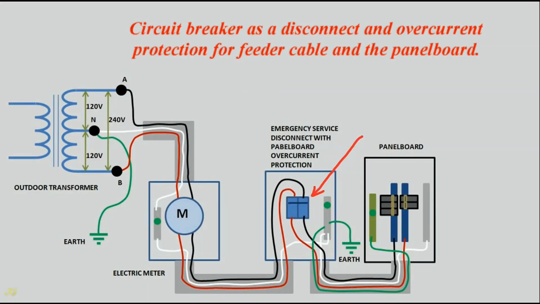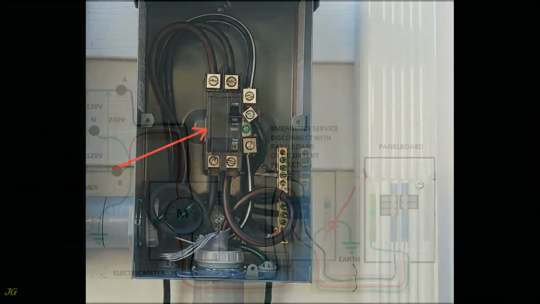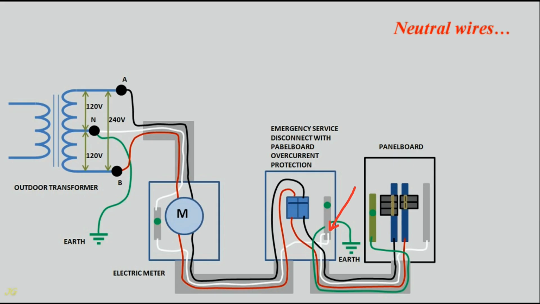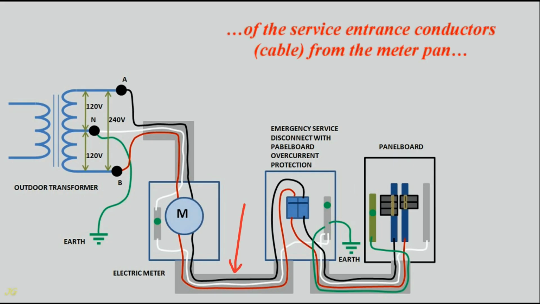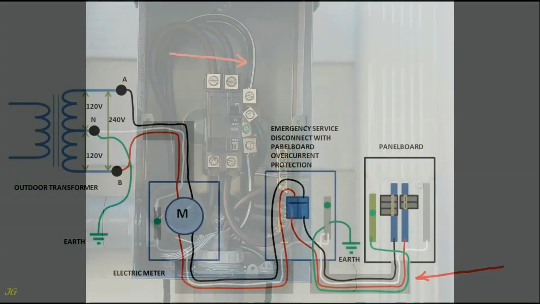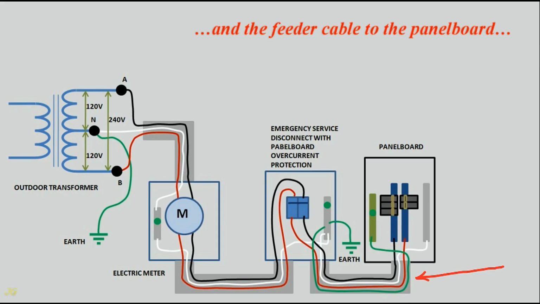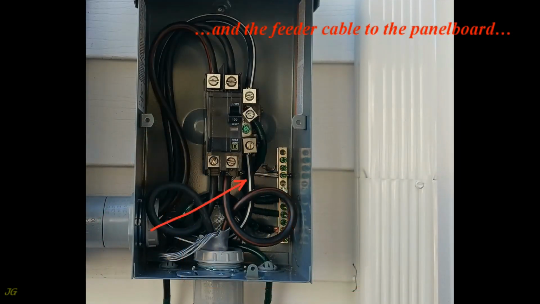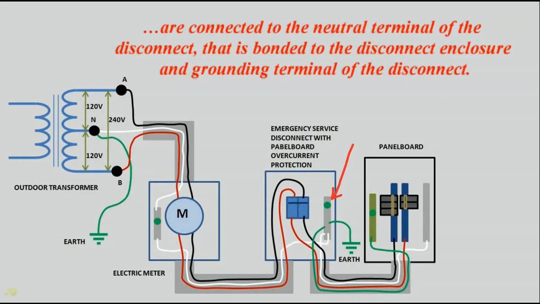Circuit breaker as a disconnect and overcurrent protection for feeder cable and the panel board. Neutral wires of the service entrance conductors, cable, from the meter pan, and the feeder cable to the panel board, are connected to the neutral terminal of the disconnect, that is bonded to the disconnect enclosure and grounding terminal of the disconnect.